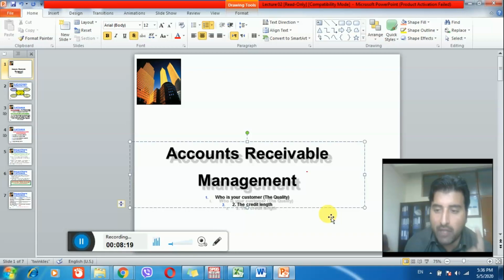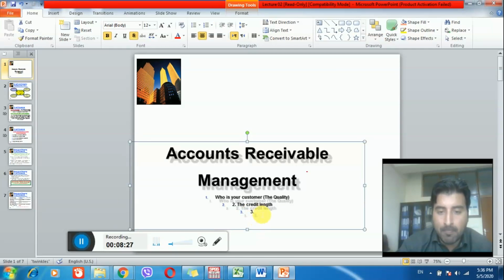So when we try to decide about the time of the credit, this is the second point we are discussing in accounts receivable management. The third point we are talking about is when to offer cash discount.